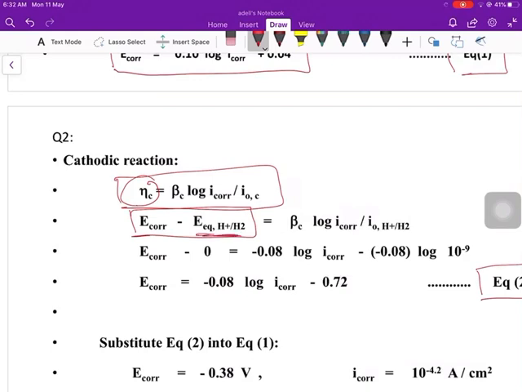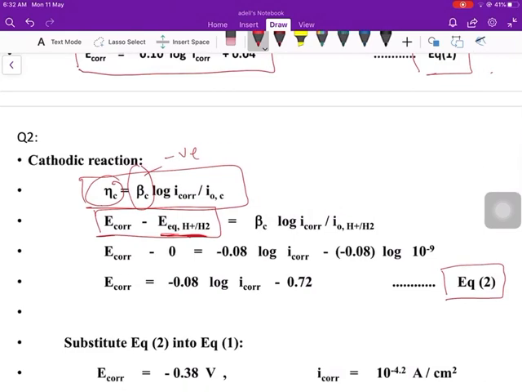So this is the overpotential. What is the formula for overpotential? This is the formula: E corr divided with, where does it start from? The equilibrium potential for hydrogen. So this is beta C, and the negative sign must be included. Log I corr is the point where you're going to stop.